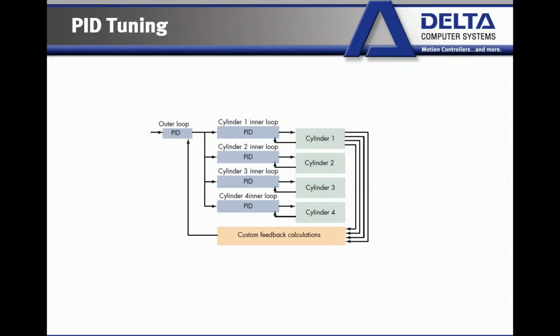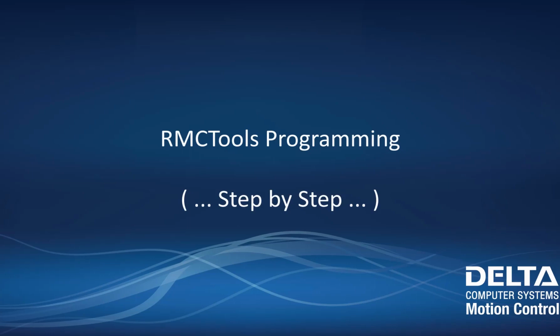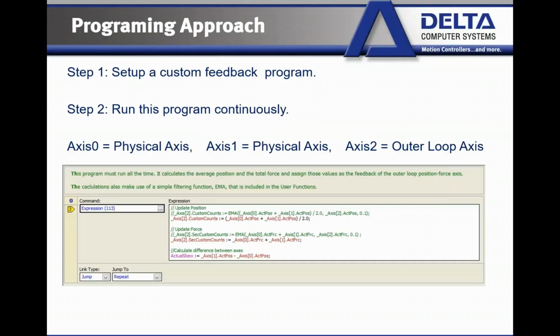Okay, so we've gone over the theory. What I'm going to show you now is how would we actually set something up like this in RMCTools? What's our first step, right? Step number one, set up a custom feedback program. This is going to be a program that is constantly running in the background. It's going to be sending over the position and the force feedback to that outer loop, right?